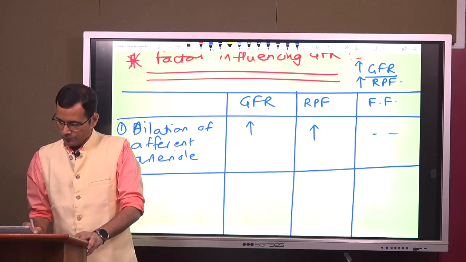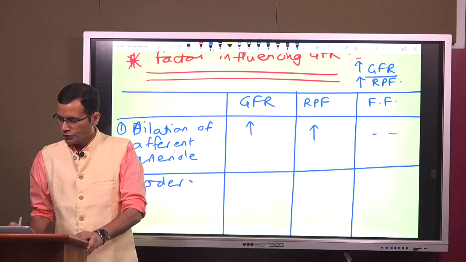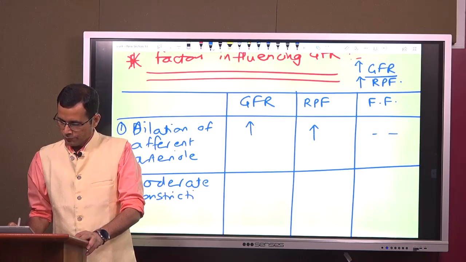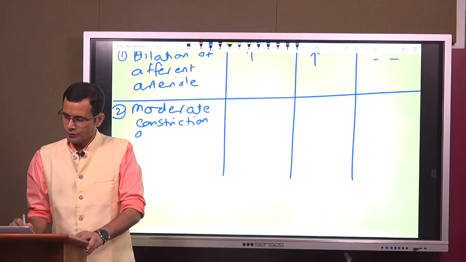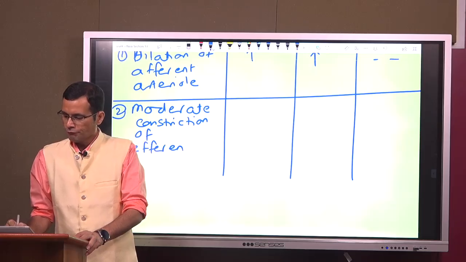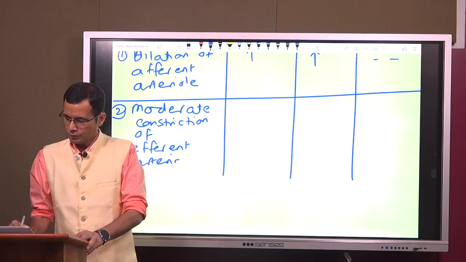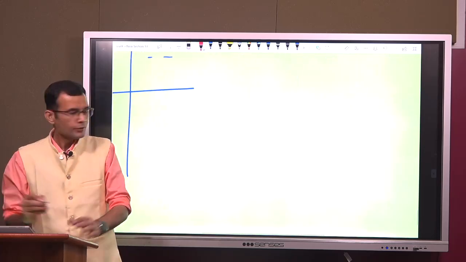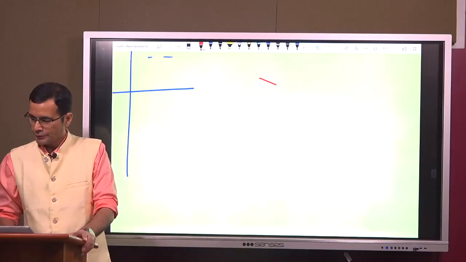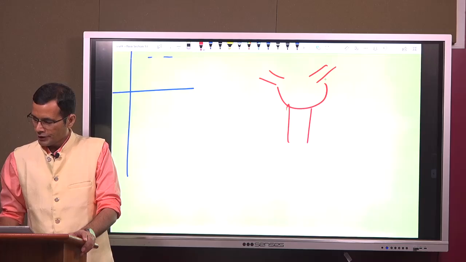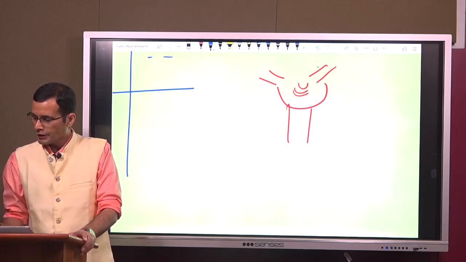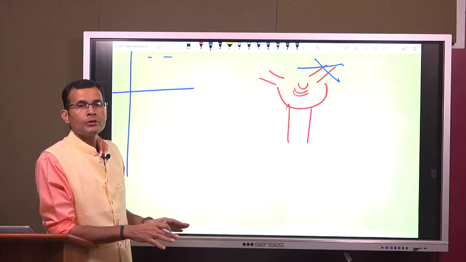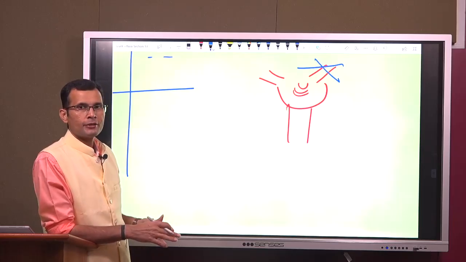Second, moderate constriction of the efferent arteriole. Just moderate constriction of the efferent arteriole. So let's have a diagram to visualize it. Here is the efferent arteriole. If it is constricted, what will happen to the blood flow and what will happen to the GFR?